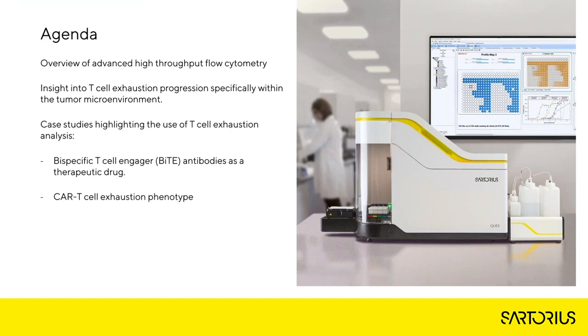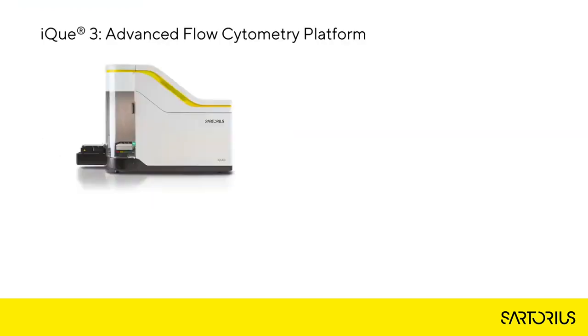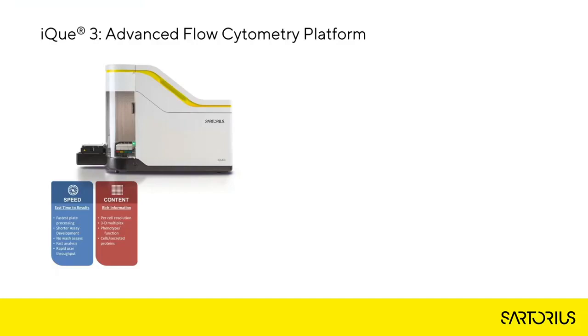The IQ3 is an advanced flow cytometer capable of reading from either 96 or 384 well plates at high speed. The IQ3 also allows a vast quantity of information to be collected from up to 15 detection channels. The optimized assays and reagents provided by SARTORIUS require a small volume of cells and supernatant and therefore minimize the amount of precious sample required.